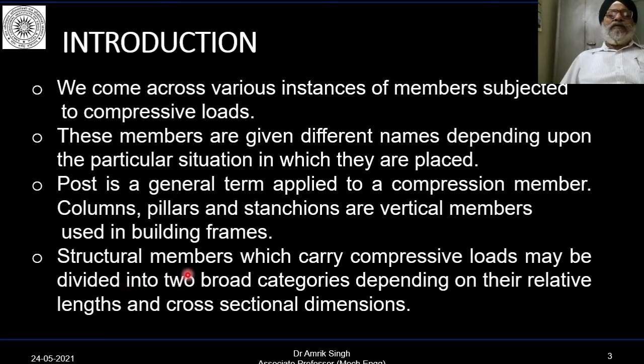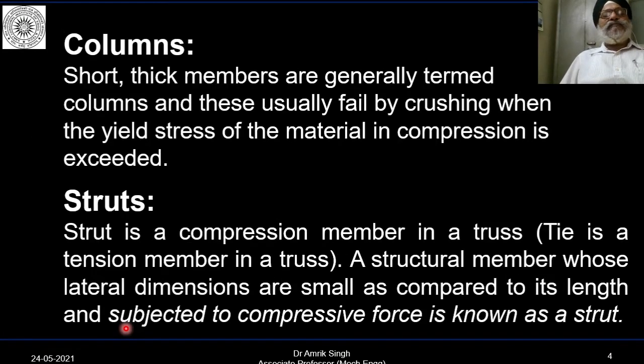The structural members which carry compressive loads may be divided into two broad categories depending upon their relative lengths and cross-sectional dimensions. These two categories are, first, column, and another, strut. Short thick members are generally termed columns, and they usually fail by crushing when the yield stress of the material in compression is exceeded.